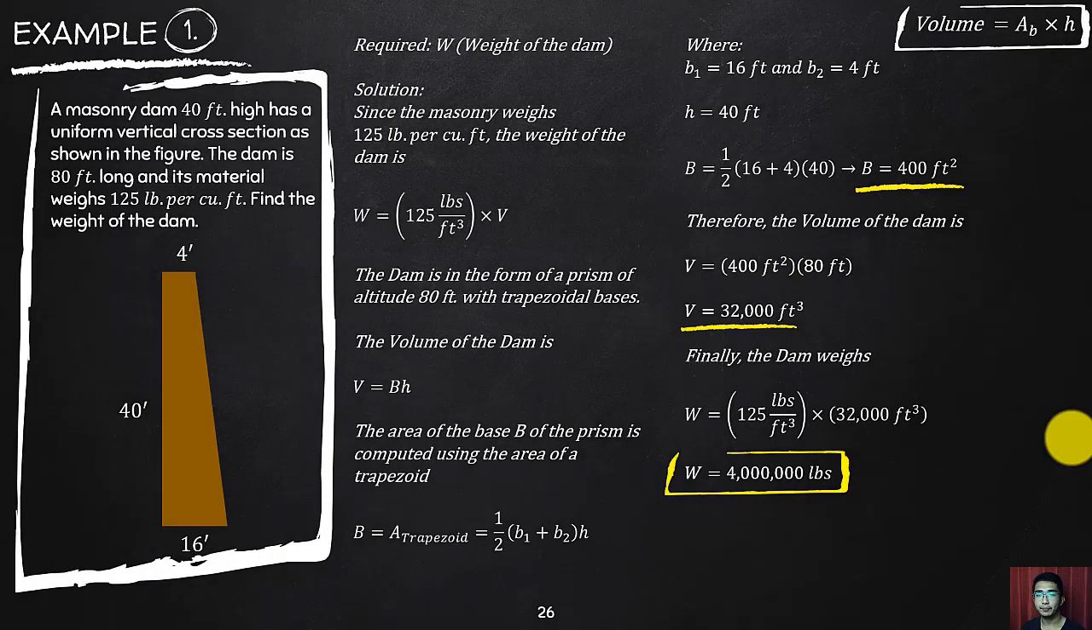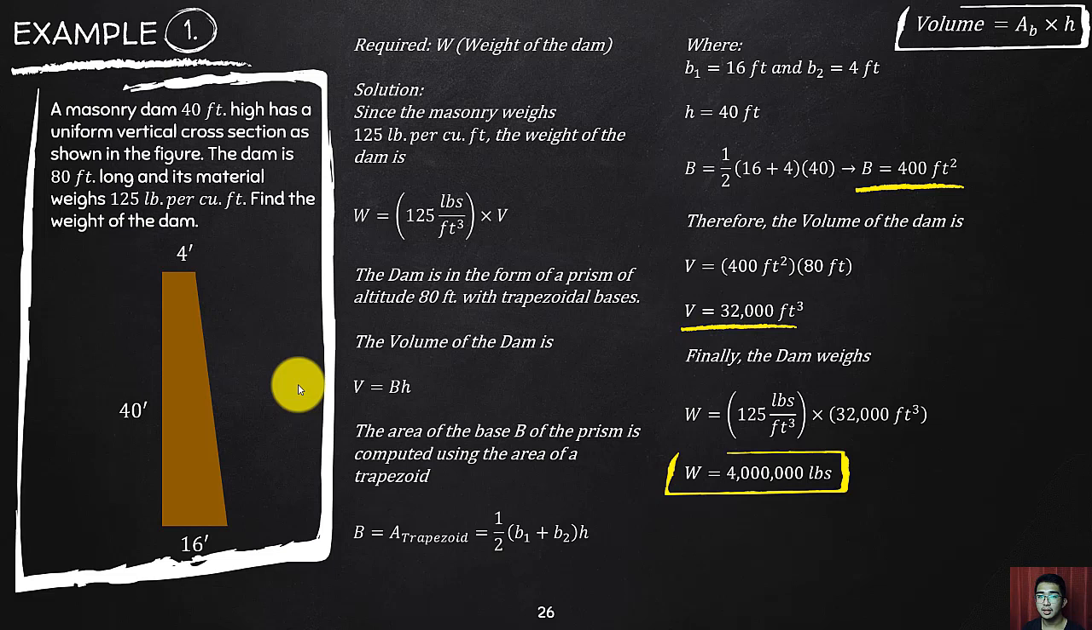Example number 1. A masonry dam 40 feet high has a uniform vertical cross-section as shown in the figure. The dam is 80 feet long and its material weighs 125 pounds per cubic foot. Find the weight of the dam. So this is a very common problem in fluid mechanics when you are analyzing dams. The very first thing that's going to be asked of you there is to compute the weight of the dam itself.